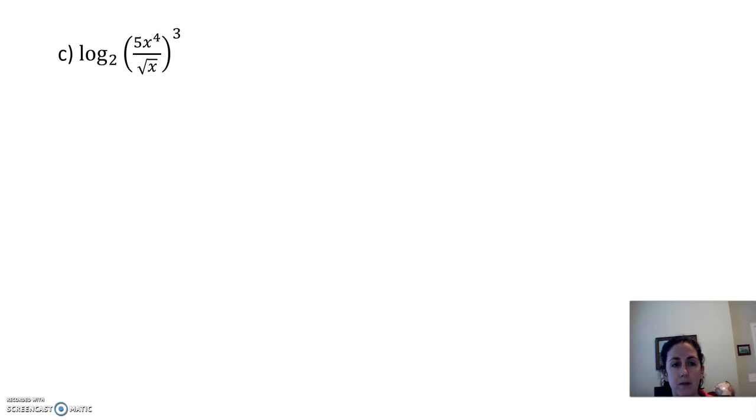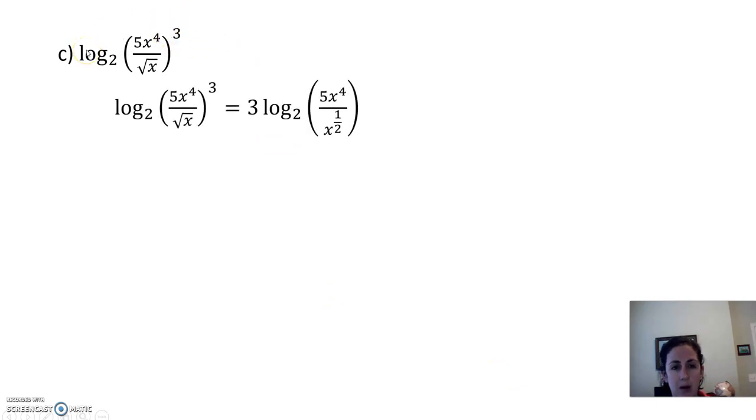Log base 2 of 5x to the 4th over the square root of x, all to the 3rd power. Here, it's all being raised to a power, so I can bring that power out front. And I'm going to change the square root of x to the 1/2. Now I have the logarithm of two things being divided. I can break that up into log base 2 of the numerator minus log base 2 of the denominator.